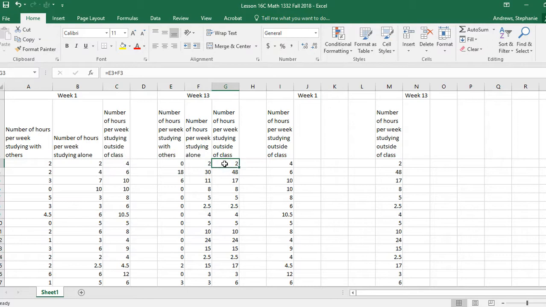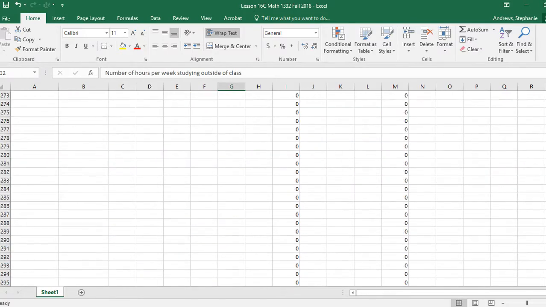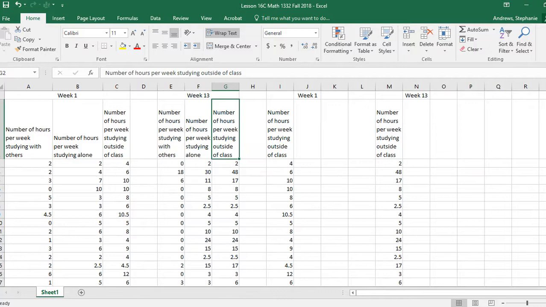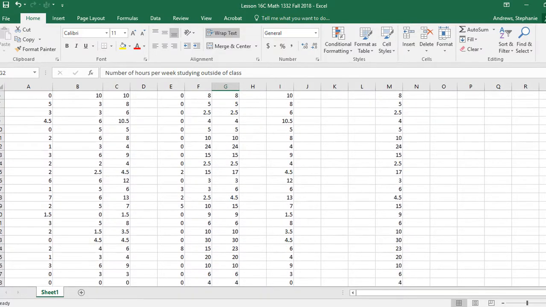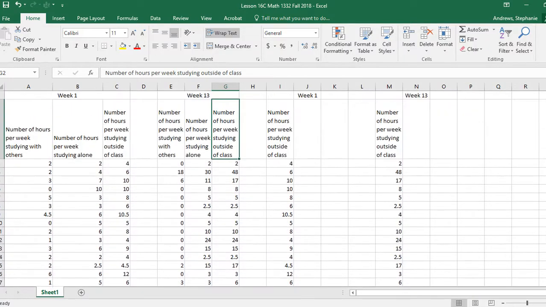So part A says, looking at all of this data, looking especially at columns C and G, do you notice any patterns? Oh, goodness. And it just looks pretty haphazard. And I've duplicated these columns over to the side. These are still the total number for week 1 and total number for week 13.